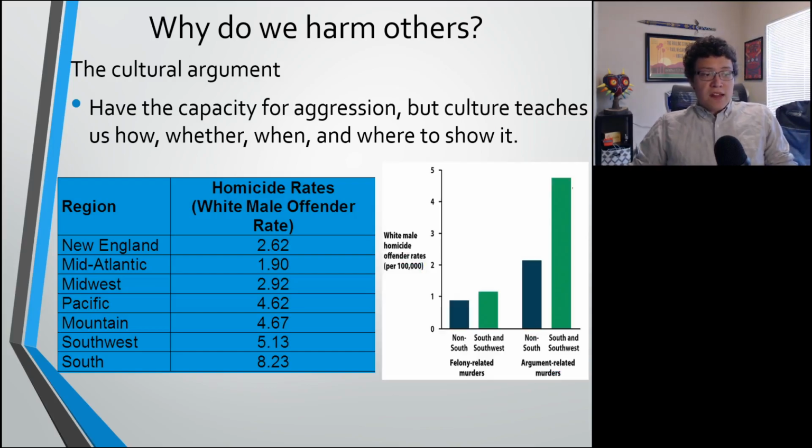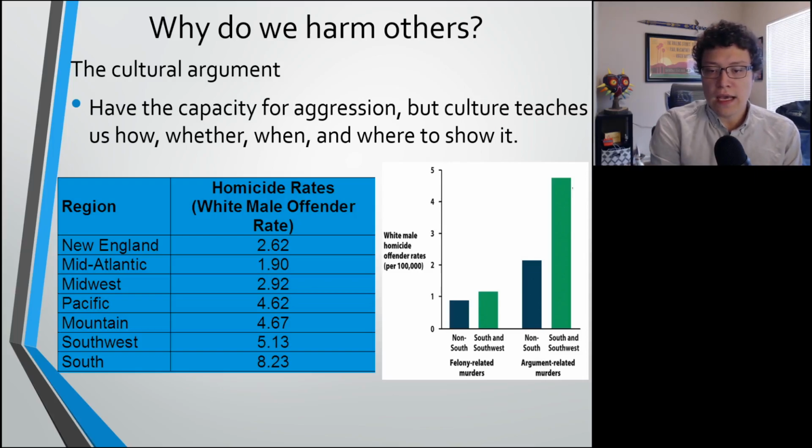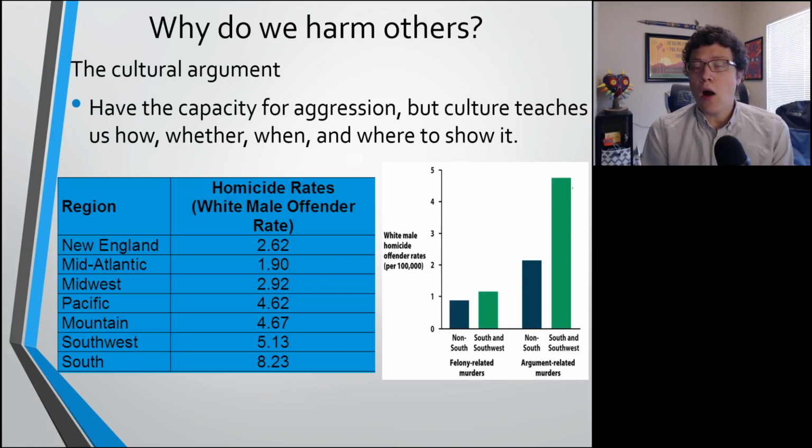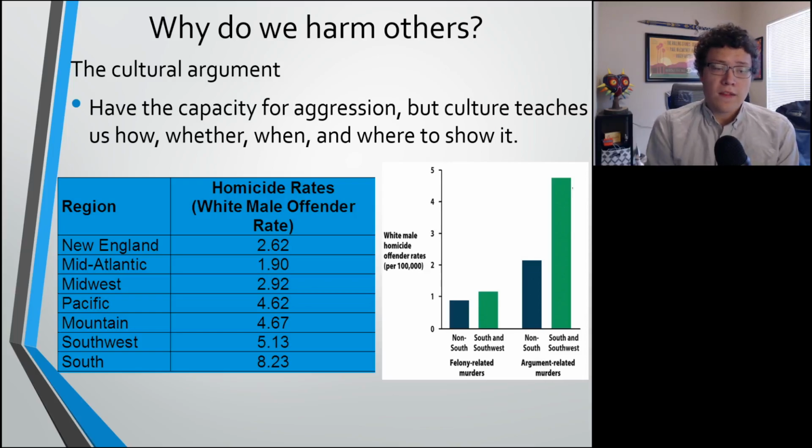What we see is that when it comes to felony-related murders, things that are more focused on another crime that happened, there's really no difference between non-South and people from the South in terms of how often this happens. But notice, when we talk about murders that have come due to arguments between people, the South and the Southwest have a much higher murder rate. So this is really strange.